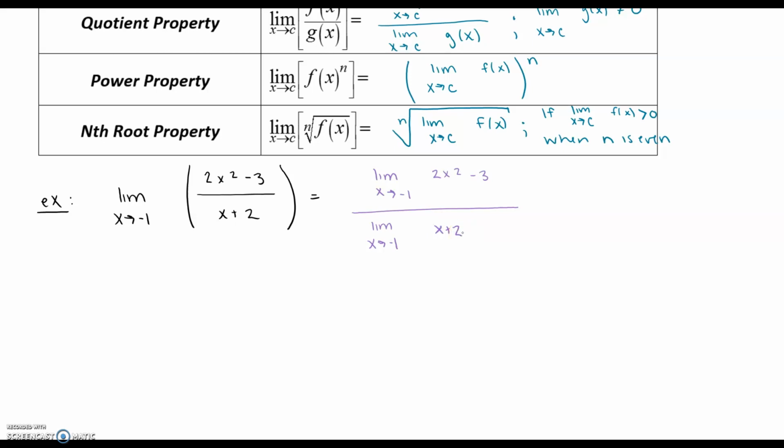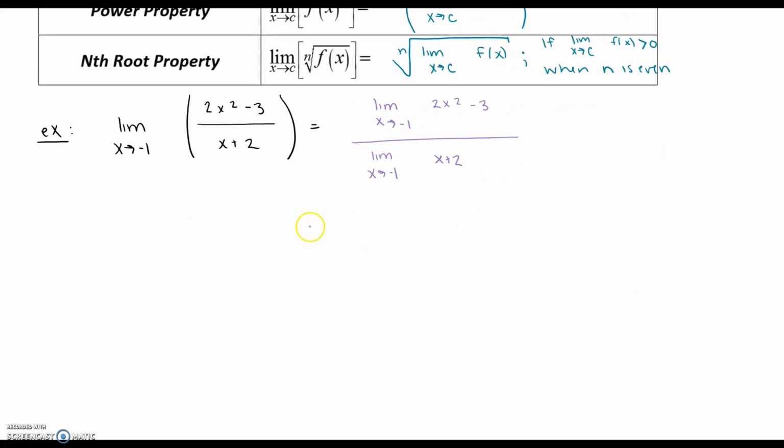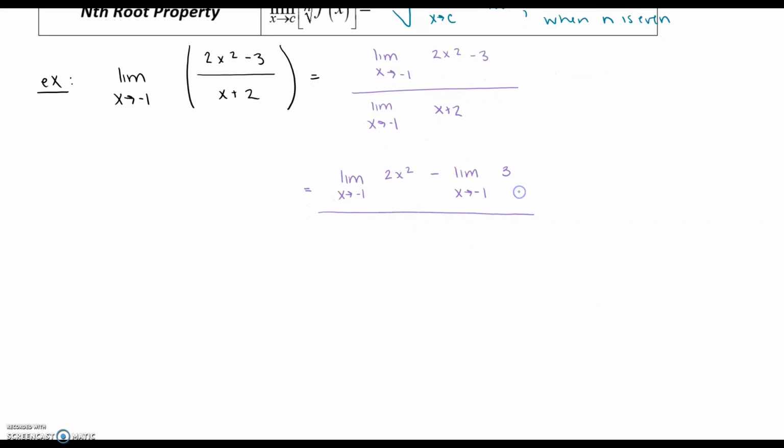Now we can rewrite this using more properties. So in the numerator, we've got subtraction, so use the subtraction property or the difference property. So the limit as x approaches -1 of 2x squared minus the limit as x approaches -1 of 3, divided by, now we can use the sum, so the limit as x approaches -1 of x plus the limit as x approaches -1 of 2.